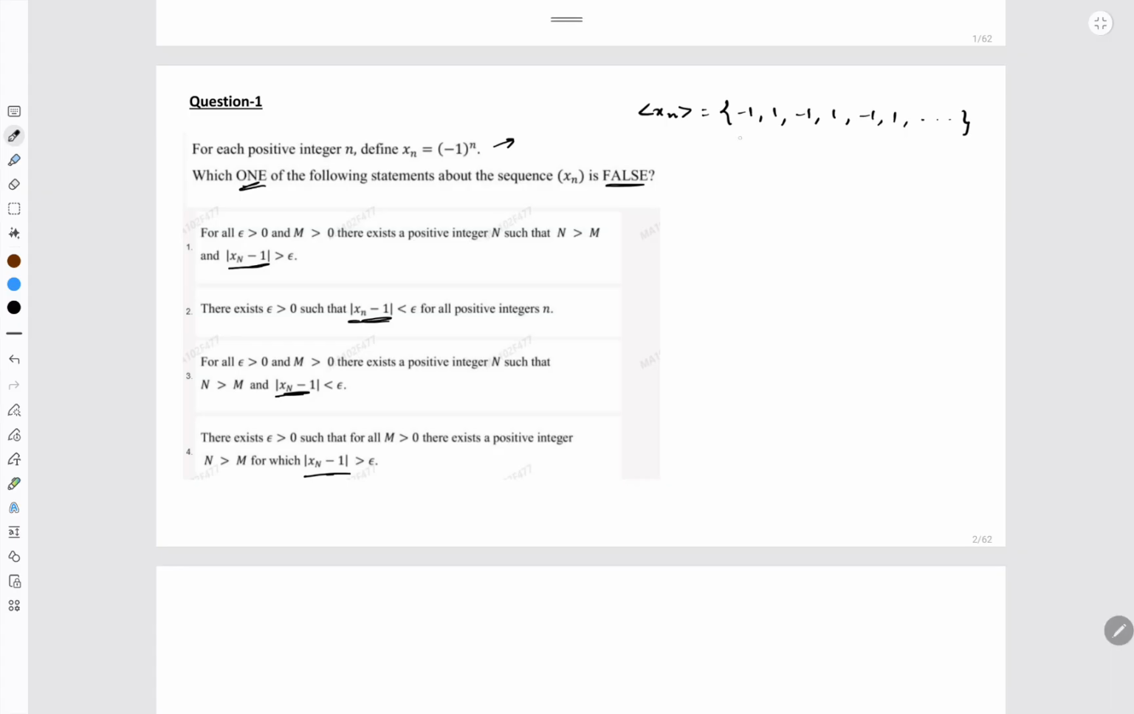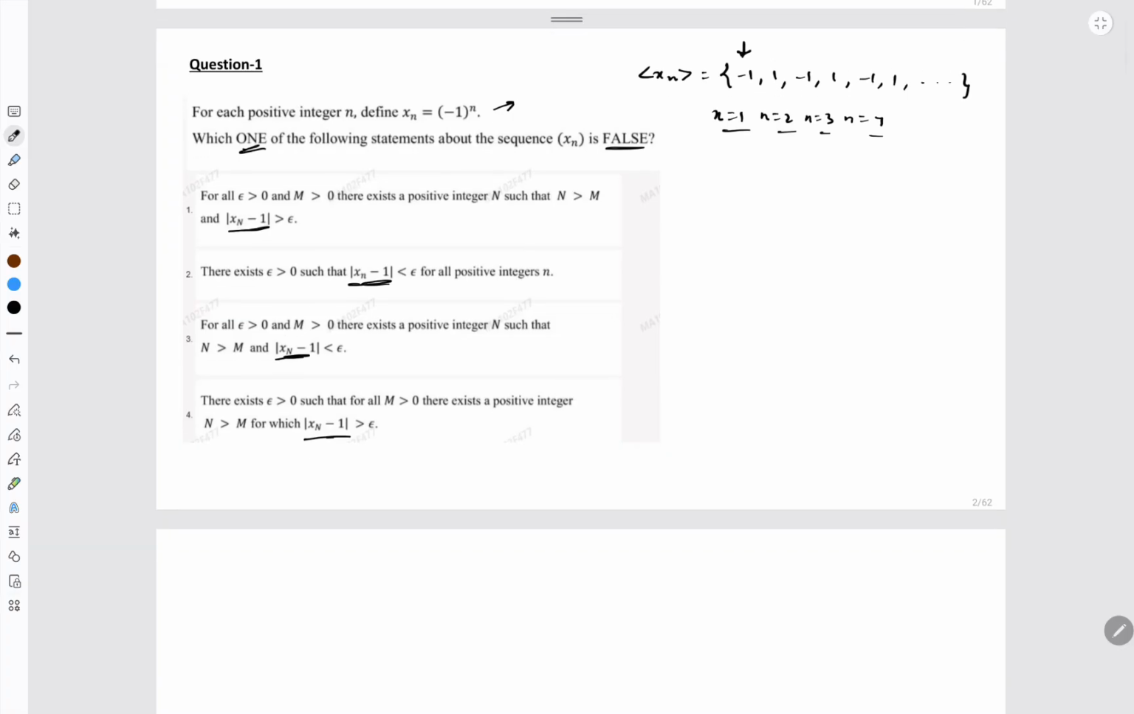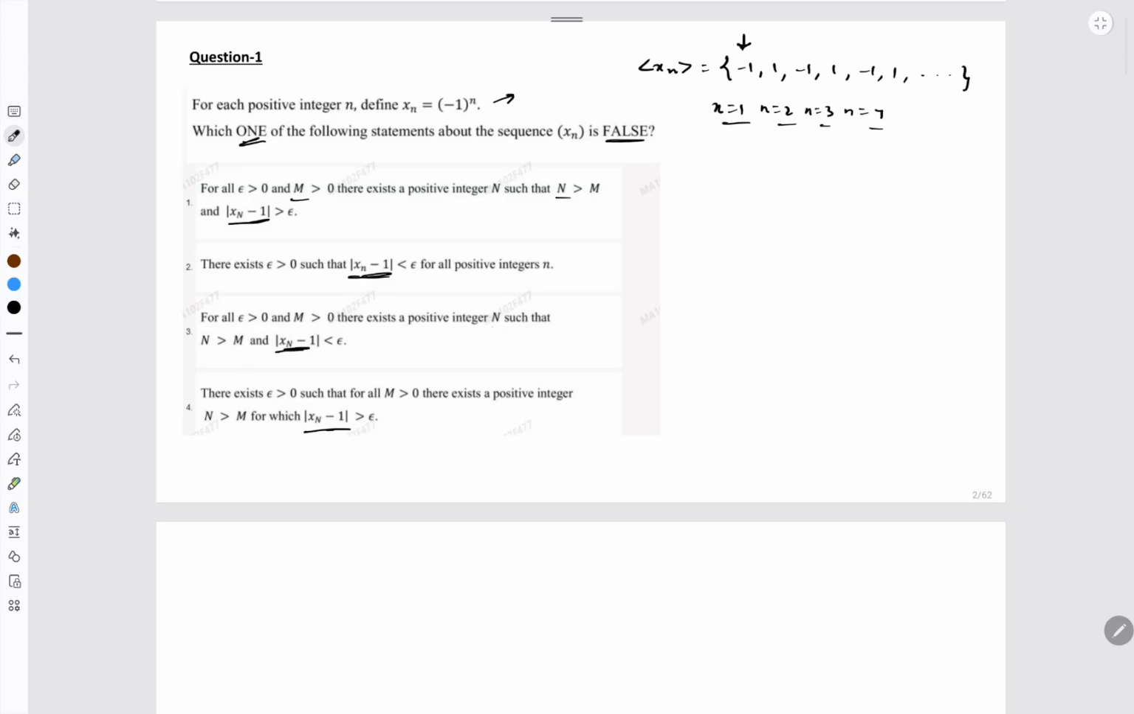So here the sequence is like this, right? For this n is 1, for this n is 2, n is 3, n is 4. So n here is the index of the sequence. For the first index, that is the first item of the sequence, it is -1, then 1, then -1, 1, etc. So m and n in the notation are for the indexes only, right? If we understand these things, we can easily understand the solution of this question. This is a very simple question.